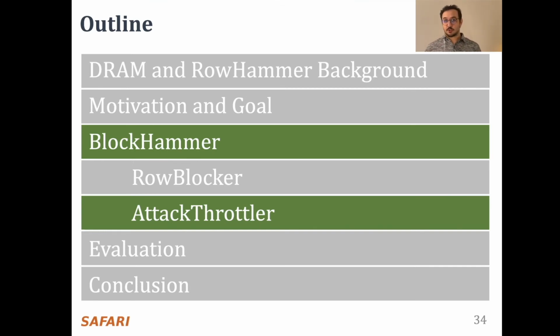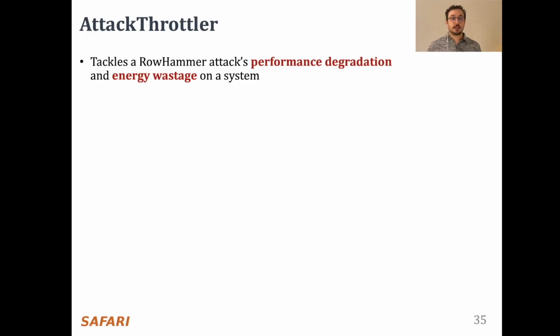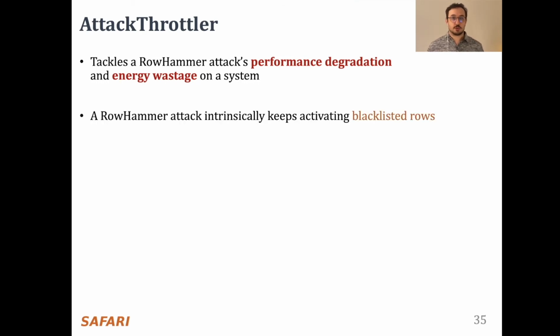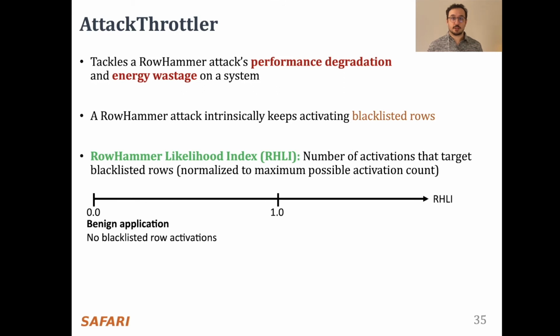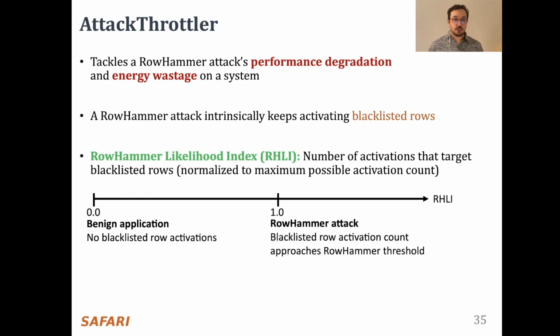Now I will explain how Attack Throttler improves performance and energy consumption. Attack Throttler tackles the performance degradation and energy wastage that a RowHammer attack causes. To identify and reduce the negative impact of a RowHammer attack, Attack Throttler leverages the observation that a RowHammer attack intrinsically keeps activating blacklisted rows. To this end, Attack Throttler introduces a new metric called RowHammer Likelihood Index, or in short, RHLI. We calculate RHLI as the number of blacklisted row activations normalized to the maximum number of blacklisted row activations that BlockHammer allows. RHLI becomes 0 for benign threads that do not try activating any blacklisted rows, and RHLI becomes 1 when the thread's row activation count reaches the RowHammer threshold, meaning that the thread performs a RowHammer attack.